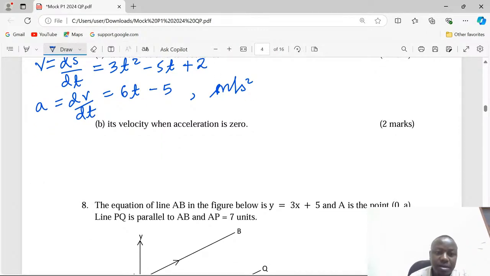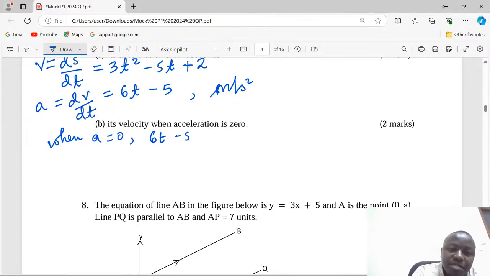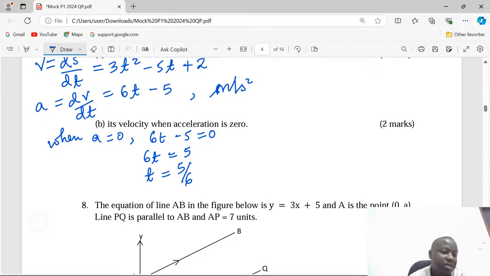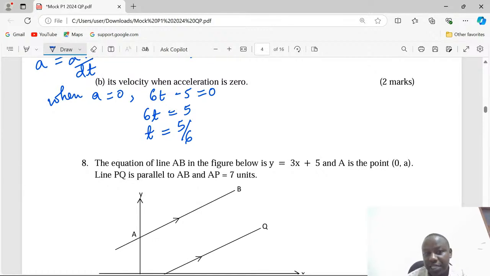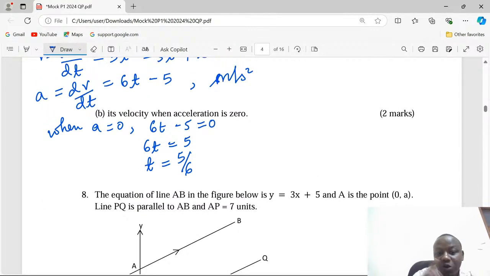In part B, its velocity when acceleration is 0. So we can say that when acceleration is 0, when a equals 0, what will be t? So 6t minus 5 becoming 0 means 6t equals 5. So the value of t is 5 out of 6. When acceleration is 0, the value of t is 5 out of 6, which means we can get velocity at that particular time.